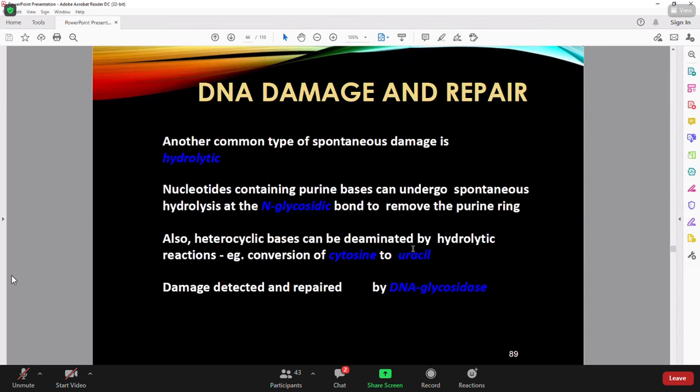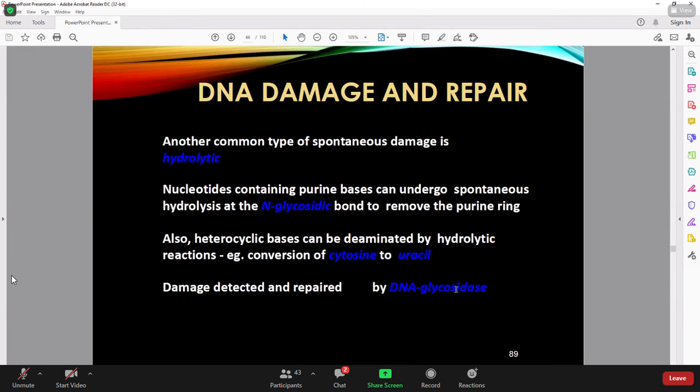Another common type of spontaneous damage is by hydrolytic reactions. For example, nucleotides containing purine bases can undergo spontaneous hydrolysis at the N-glycosidic bond to remove the purine ring. This kind of reaction cannot be controlled because it's spontaneous. Also, heterocyclic bases can be deaminated by hydrolytic reactions, for example, conversion of cytosine to uracil. Spontaneous damage is an uncontrolled reaction, so we cannot prevent it, but it can be detected and repaired by DNA glycosylase.